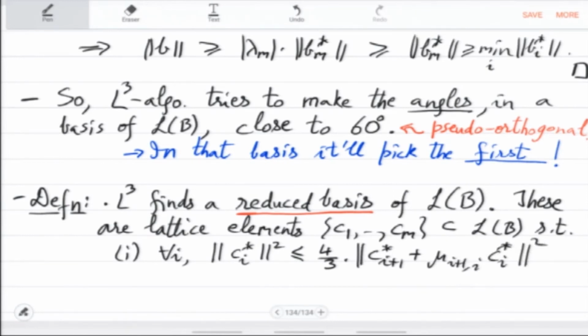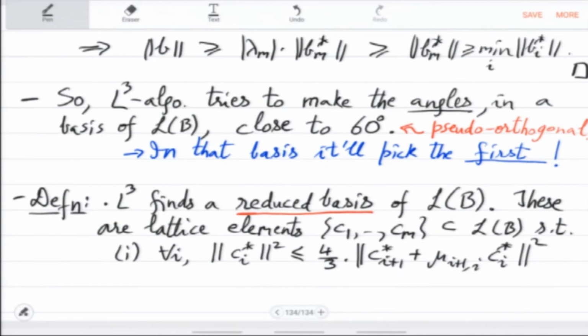Okay, so this is the first condition. So you first look at the GSO of C1 to Cm. So let us say it is C1 star to Cm star. Okay, let us just look at C1 star and C2 star. So what is this condition saying for that? This condition is saying that this C2 star should be pretty close to what it would have been if you were able to implement GSO in the lattice.